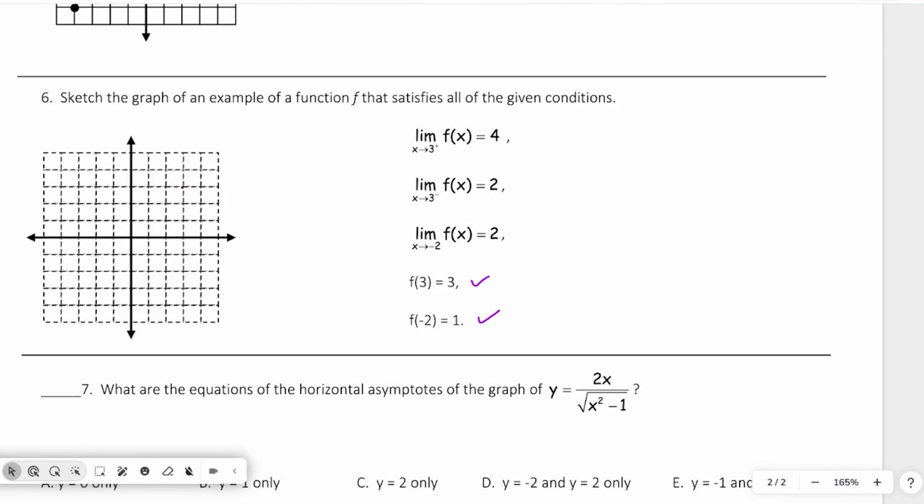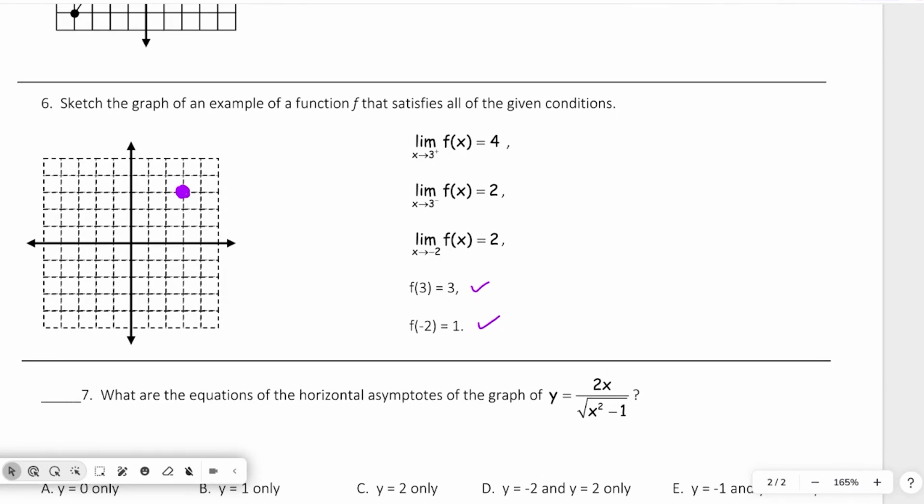So if f of 3 is 3, then we've got a point at (3, 3). So there's definitely a point here. And then there's also a point at (-2, 1). So these 2 points are fixed, right? Those 2 should look exactly the same.